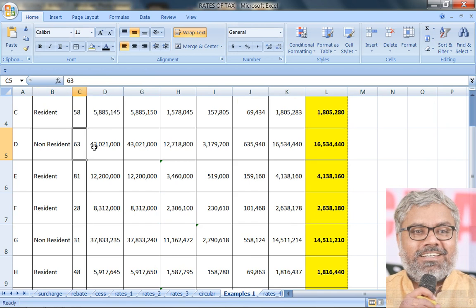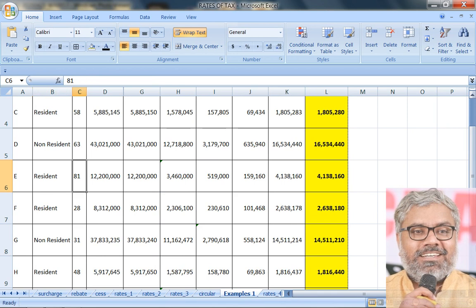Then D is a non-resident, age is 63. So this is where you have to be careful. For a non-resident, we should not even look at the age. Even though 63, 83, 243, we don't care. For non-resident, age doesn't matter. So normal calculation, same way like above. Income minus 10 lakhs into 30% plus 1,12,500. Since the income here has exceeded 2 crores but did not exceed 5 crores, the surcharge applicable, we have to remember that table, here is 25%. Cess is common. After adding all that, final answer is 1 crore 65 lakhs 34,440. That is for D.